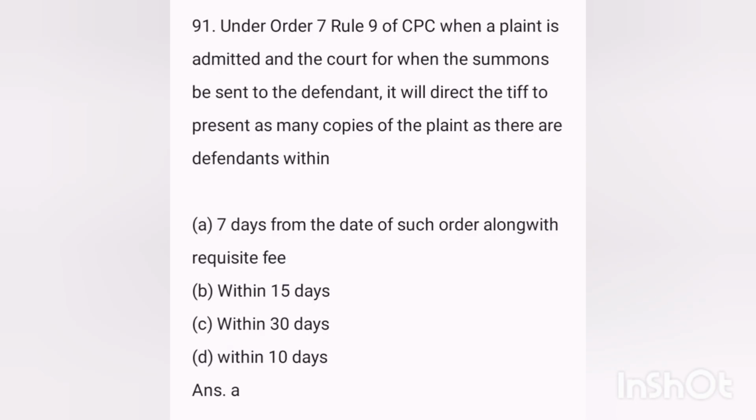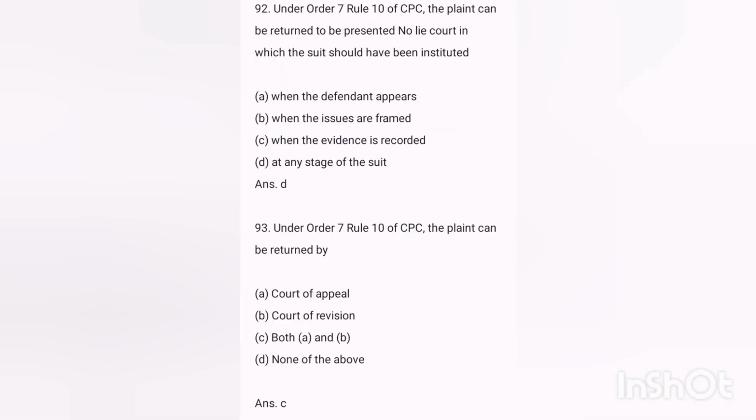Next, under Order 7, Rule 9 of the CPC, when a plaint is admitted and the court orders that summons be sent to the defendant, it will direct the plaintiff to present as many copies of the plaint as there are defendants within. Answer was A, 7 days from the date of the order along with the required fee. Next, under Order 7, Rule 10 of the CPC, the plaint can be returned to be presented to the court in which the suit should have been instituted. Answer was D, at any stage of the suit.